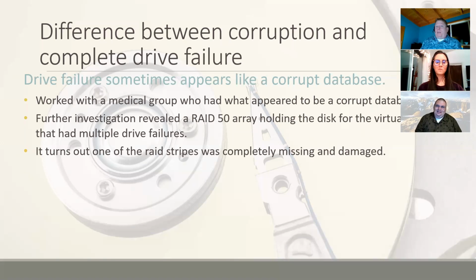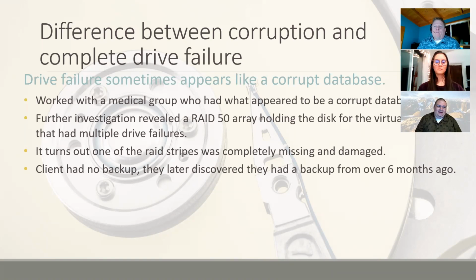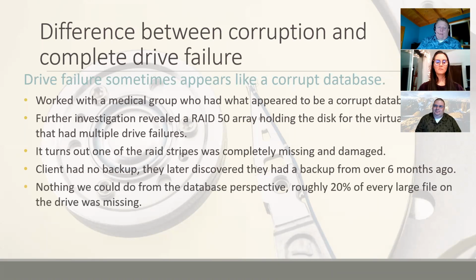Another tough thing is the client had no usable backup. They did have backups, but they were on the same RAID 50 array as the database, so they also had the same 20% hole missing out of them. I don't know if this client had hot spares available and had eaten through a hot spare as well, but they had definitely eaten through two drives and not just one. There was nothing we could do other than help them restore a backup from six months ago, which they were able to do on their own. Basically, 20% of every large file on the drive was missing.